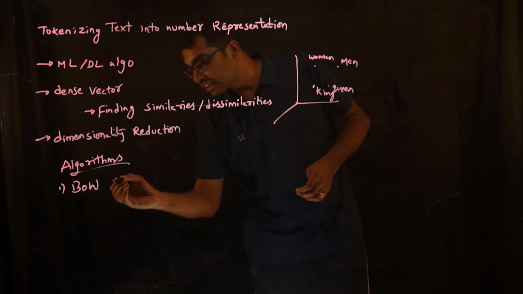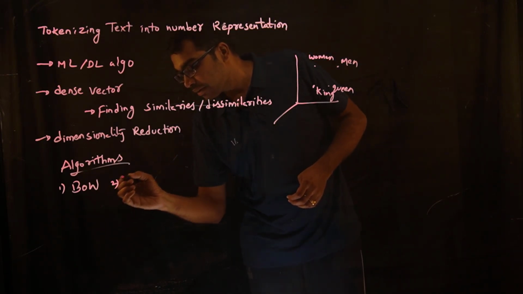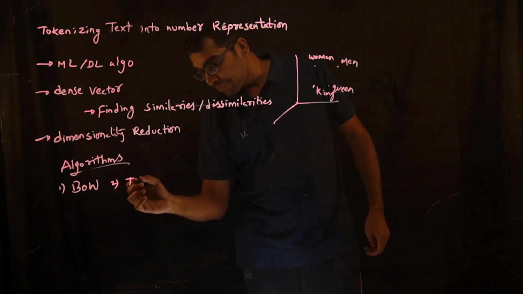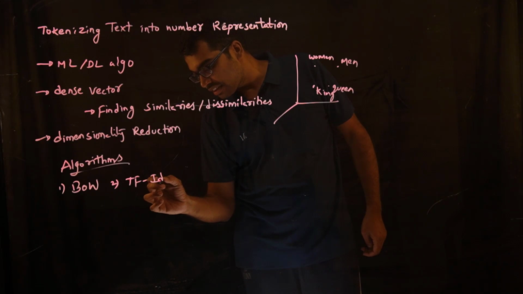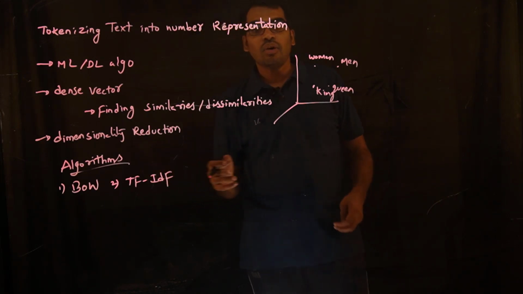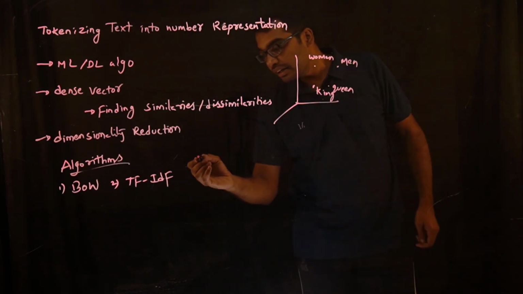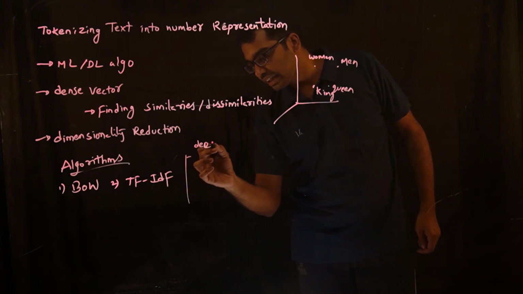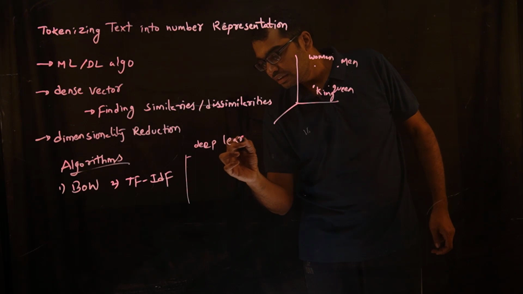So that is the bag of words, and the second one is TF-IDF, term frequency and inverse document frequency. And the third one is that we have a lot of deep learning approaches also.